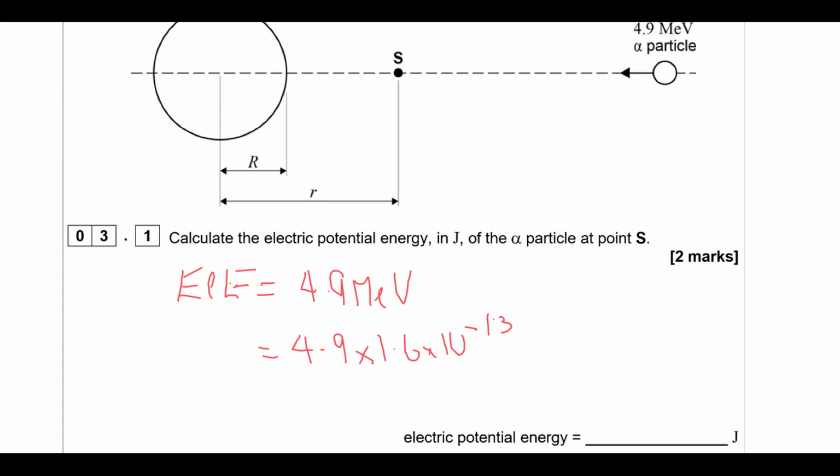When we do that calculation, we get 7.8 times 10 to the minus 13 joules.